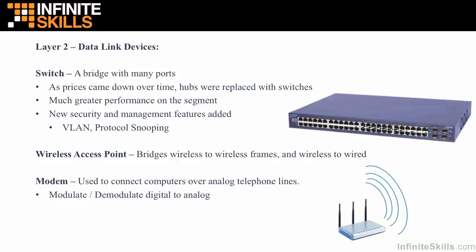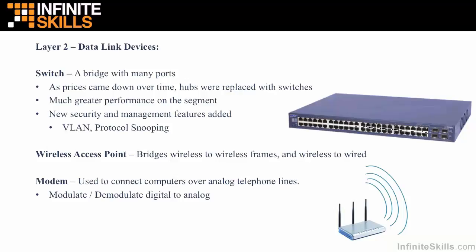Now, another layer 2 device is the wireless access point. As we said, the wireless access point is a combination of a layer 1 device, that's its radios, the transmit and receive radios, and its antenna. Those are physical. However, because the wireless access point bridges between wireless nodes and between wireless and wired nodes, there is a bridging function, which is a layer 2 function.